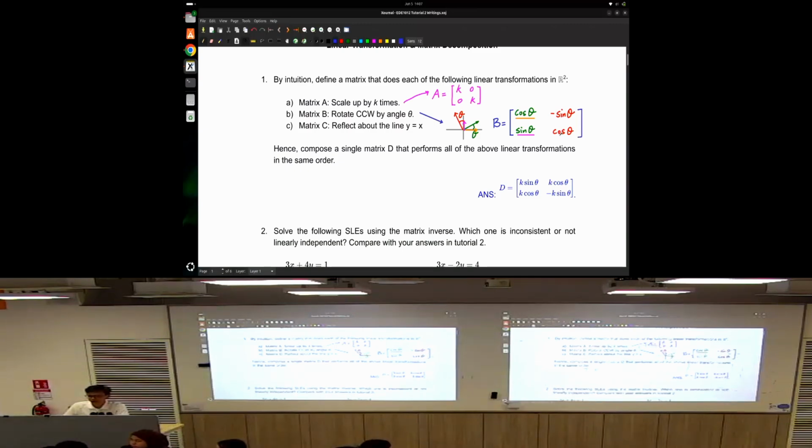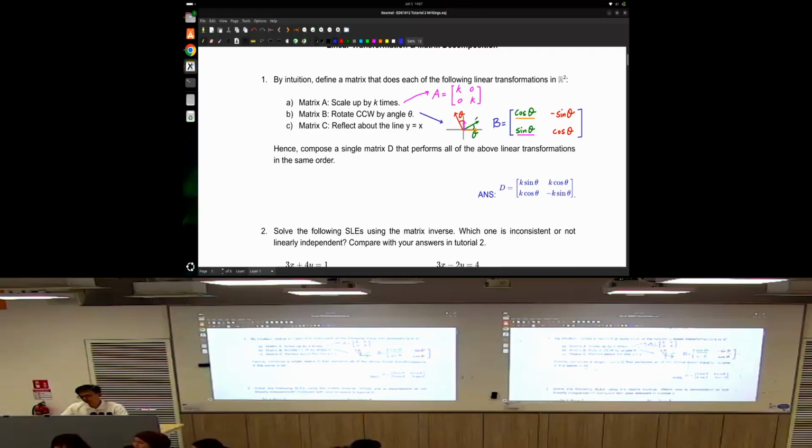Any objections? How do I get this? You see, the columns of your linear transformation matrix will be the output vectors when you transform i and j respectively. So therefore, what is the output vector here?